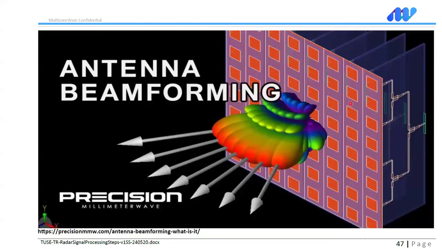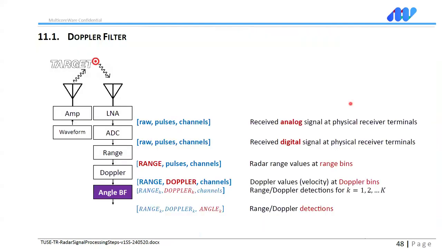Here we go to beamforming, and that's what it says. You create beams to look for targets in different directions. And the name is not Doppler filters. It's a copy and paste mistake. It's angle beamforming. So what it does is it uses the same data, range and Doppler is fixed.